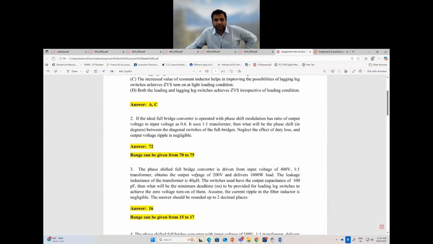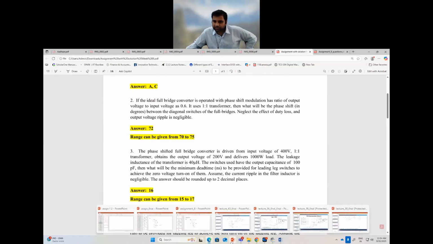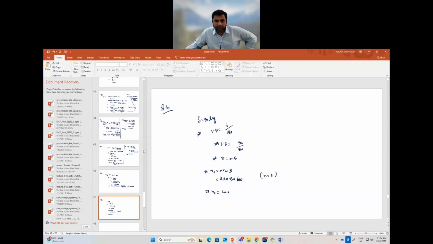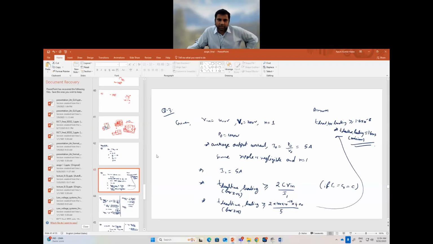Then comes question number 3. Question number 3 is asking for the minimum time period for which the leading switches achieve the zero voltage turn on. That means we need to ensure that the capacitors C1 and C2 change their state in such a manner that the body diode of the switch which is going to turn on will turn on first, and that's when you will receive the ZVS.